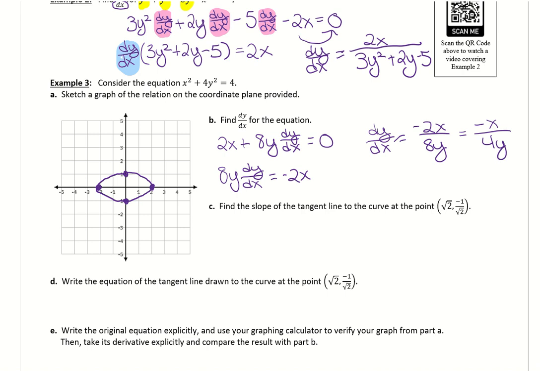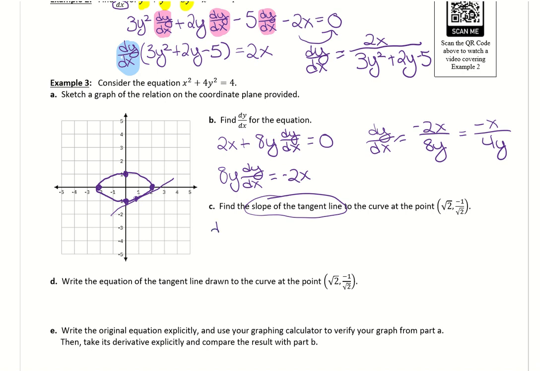Now remember, it's been a little while since we've talked about this, but a derivative is the slope of the tangent line at a given point. So this is asking for the slope of the tangent line at (square root 2, negative 1 over square root 2). So if we think about where that would be, I don't remember exactly what it is. It's somewhere around here. So we're looking for the slope of that tangent line right there.